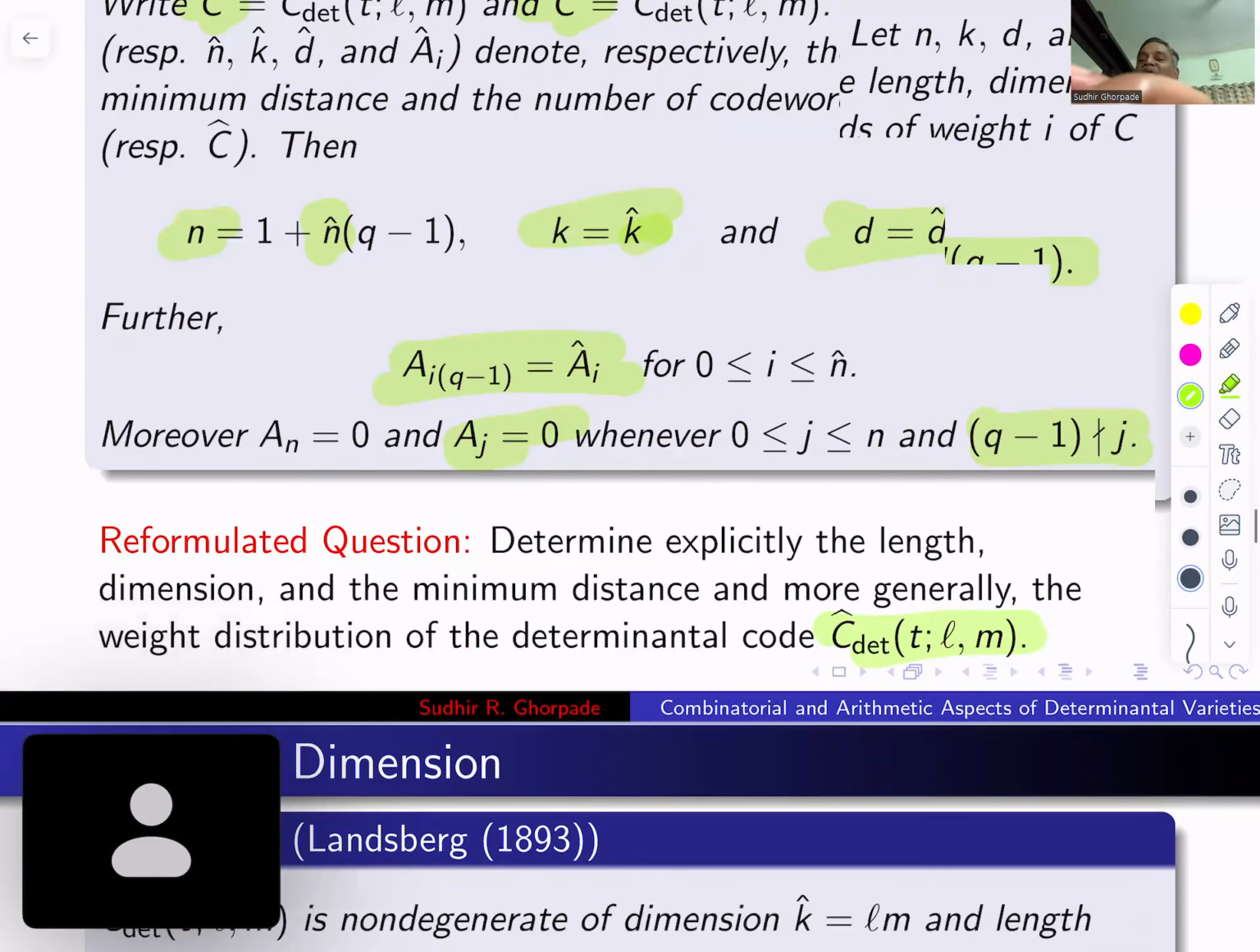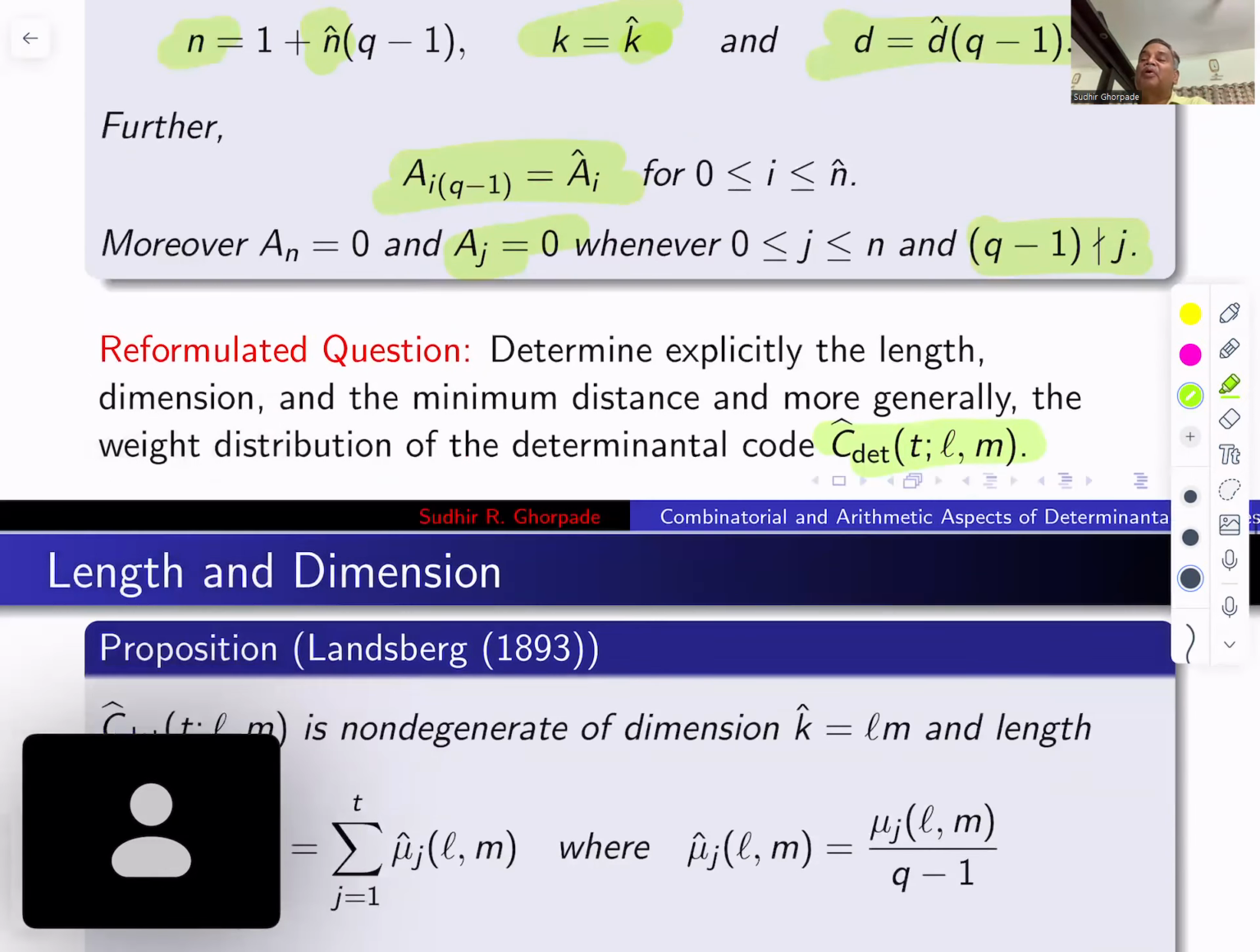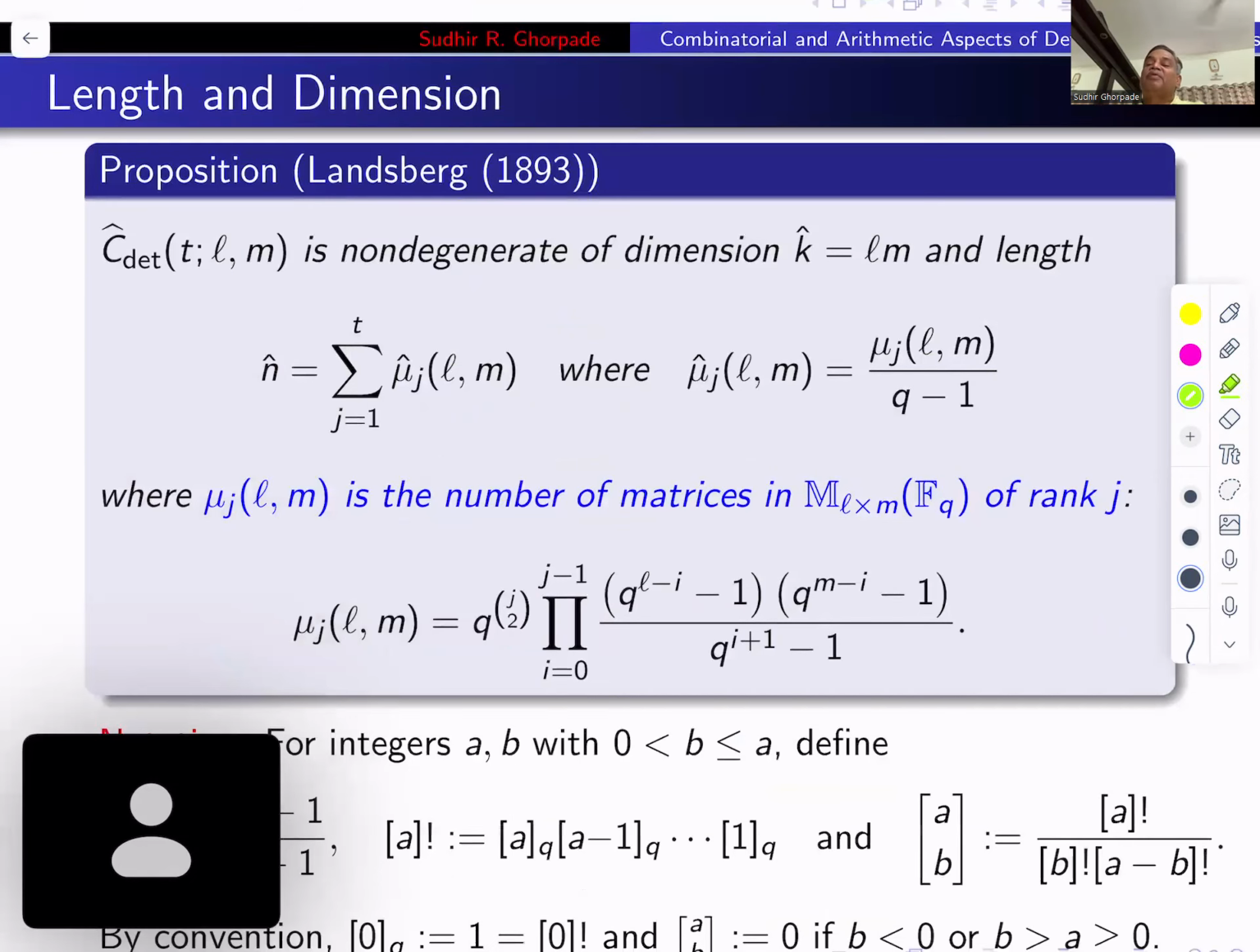And now let me come to the easy question, which I asked: what is the number of L cross M matrices of rank less than or equal to T? So it turns out that the number of matrices of rank less than or equal to T is the same thing as the number of matrices of rank J, where J varies from 0 to T. And if you are looking at the projective case with the C hat, you forget the rank 0 matrix, which is just the 0 matrix. So you go from rank 1 to T, and you divide out by q minus 1 because of the projective thing. So mu j lm then is the number of matrices of rank J. If you know that, you know the length of the determinantal code.